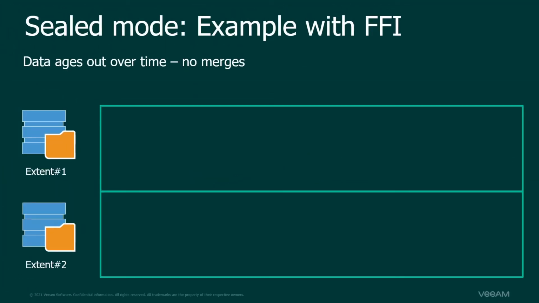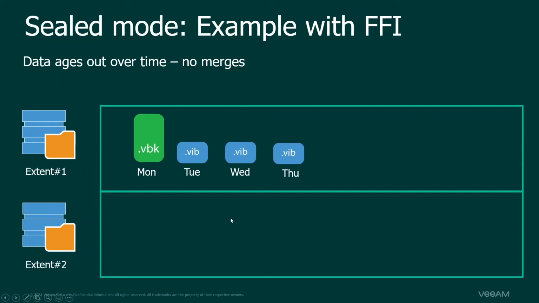So how does that work? For example, extent 1 and extent 2 of a scale-out backup repository. We create a full backup on Monday, some incrementals on Tuesday, Wednesday and Thursday, and then the extent is placed into maintenance mode. What then happens with the first new backup run, which would probably be an incremental, but in this case it will trigger an active full backup. So Thursday is an active full backup.